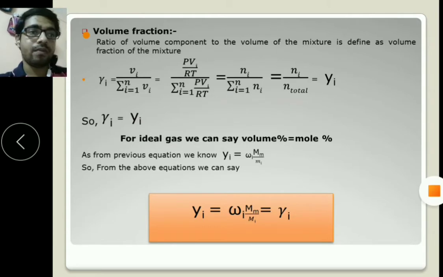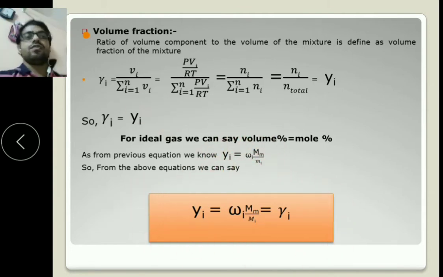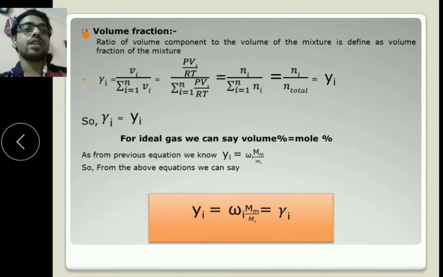So we can say from here, for an ideal gas, volume percentage should be equal to mole percentage. And previously you have studied the relationship between mole fraction and mass fraction. So comparing these and this equation, we have a common formula. So it is the relationship between the mole fraction, mass fraction and volume fraction, right?